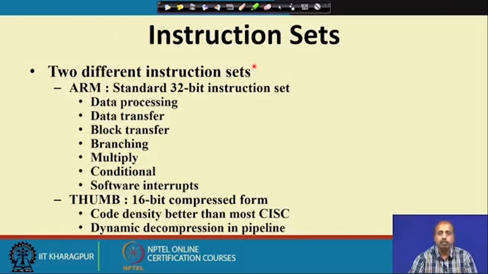Thumb instructions are closer to the standard microcontroller and microprocessor instructions that we are familiar with. It is a 16-bit compressed format. So, in 32 bits we have two instructions. If you are accessing the instruction, you will get two instructions at a time. That way the code density will be better, and it is better than many of the CISC processors.